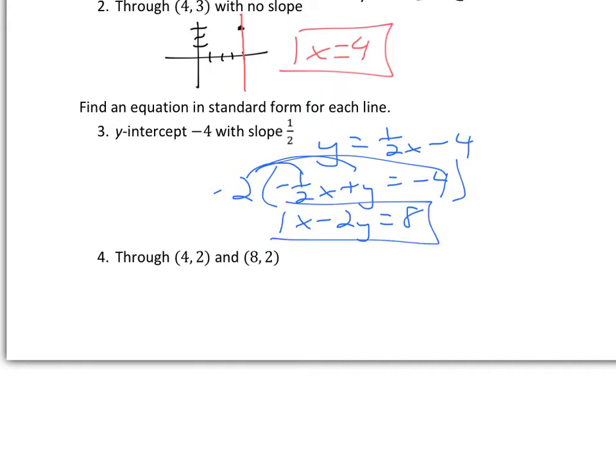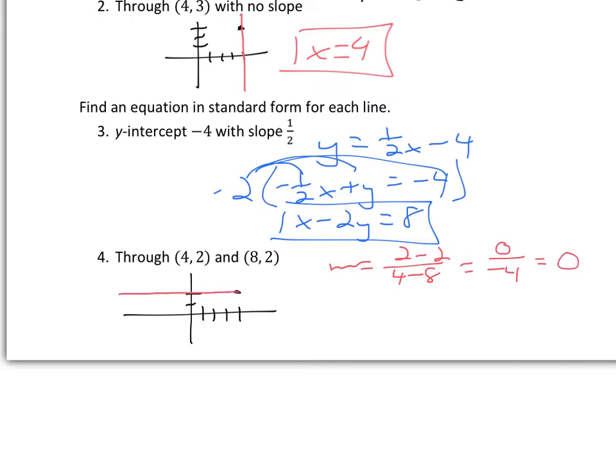There it is. Now, number 4, I need to find the slope of that one. So m equals 2 minus 2 over 4 minus 8. I get 0 over -4, so the slope is 0. Slope is 0. It's not no slope, so that means it's got to be a horizontal line. I'm at 4, 2, bam, the horizontal line goes straight through that point.